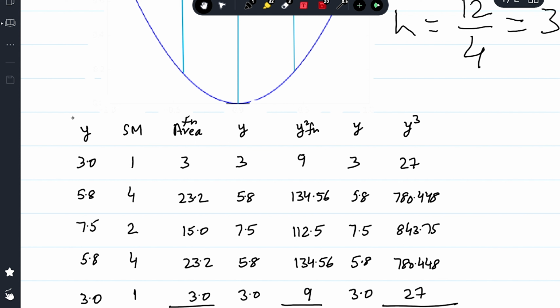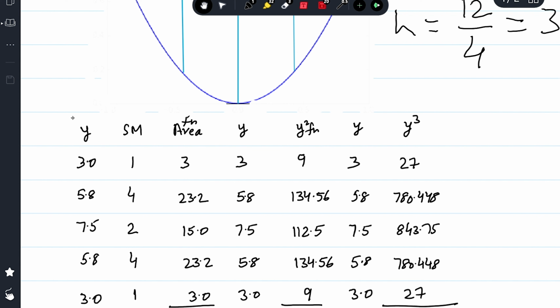We add up all these area functions and we get the total sum. 67.4 is the sum of these products. Okay, now as I explained in my previous video on the working procedure with vertical ordinates, area function is multiplied by the ordinate itself again. So we write all the ordinates again, 3, 5.8, 7.5, 5.8, 3 again, because area function will be multiplied by the ordinate and we'll get the y square function. Y square function is the first moment of area.